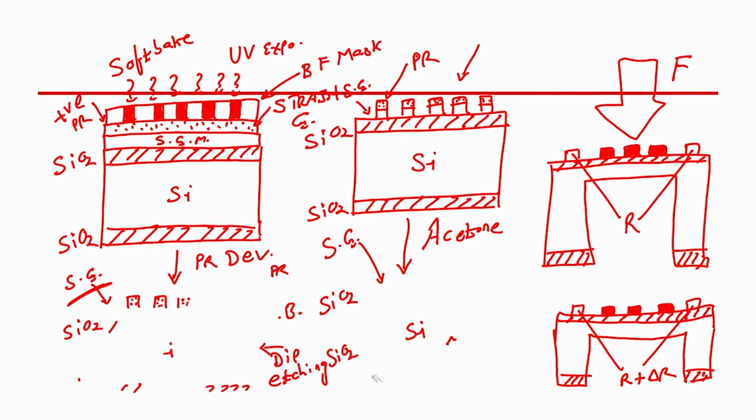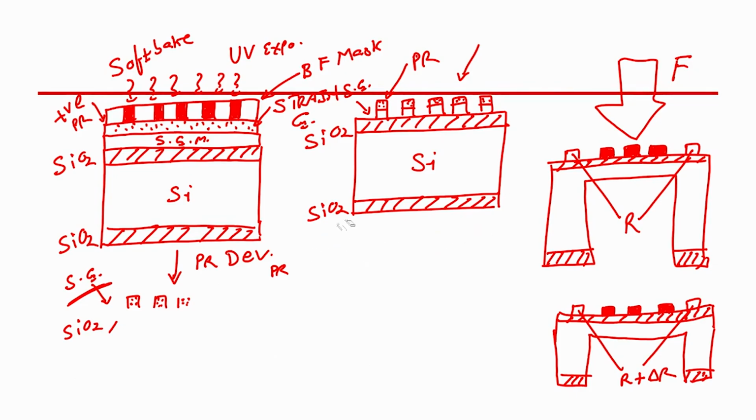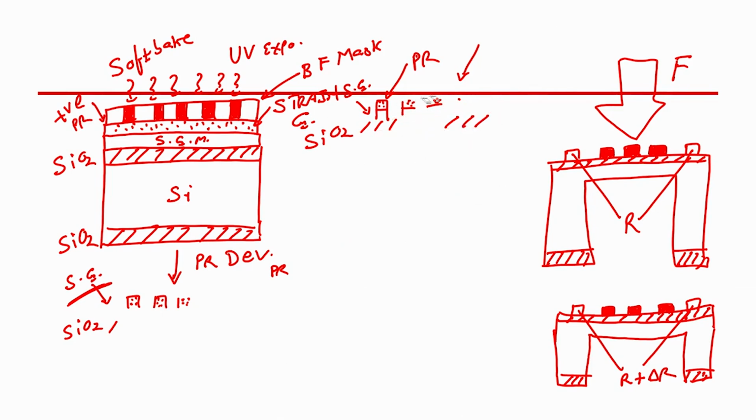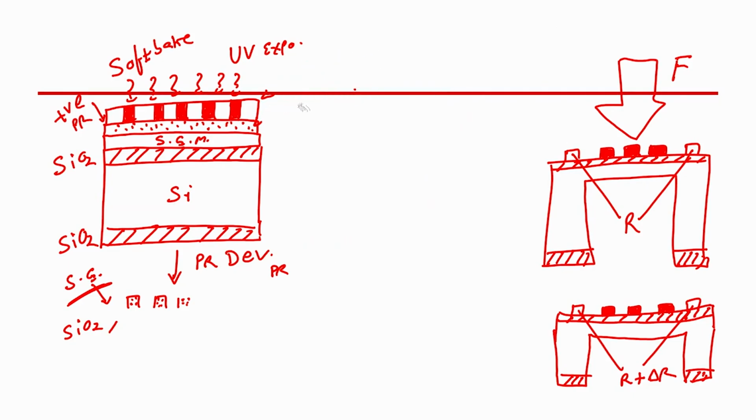diaphragm, right. Diaphragm we will form using micro machining technique. Which technique? Bulk micro machining. How many techniques are there in micro machining? Surface micro machining and bulk micro machining technique, right. So, we will use bulk micro machining technique, and what we have to do here, we have to etch. First is silicon dioxide using BHF, and second one is etching silicon.